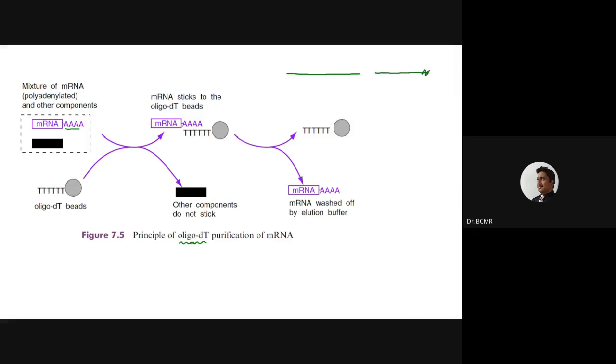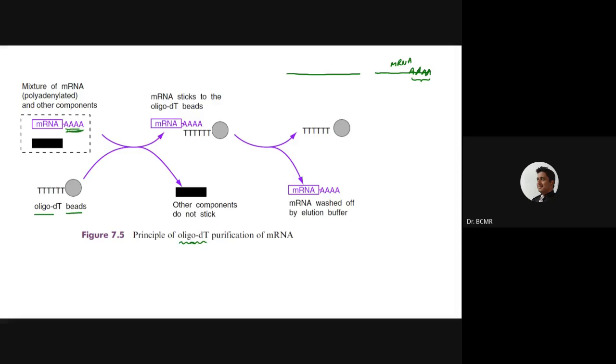mRNAs, as I described in the previous slide, have a poly A tail like that. So how can we separate these RNAs from mRNA? That's the question. Using the feature of this poly A tail, we can do that. If we take oligo-dT beads, that is, beads that are attached to oligo-dT, we are taking oligo-dT because it would be complementary to the poly A tail.